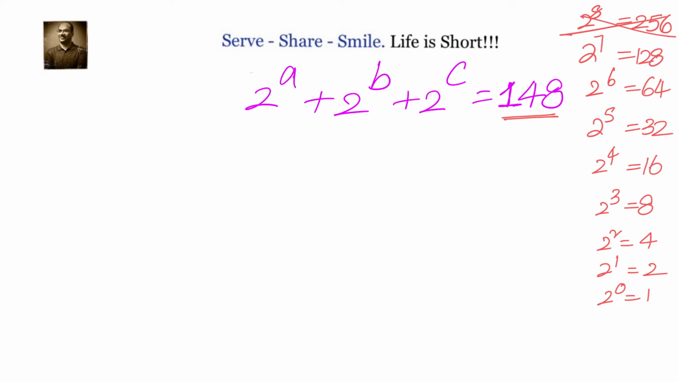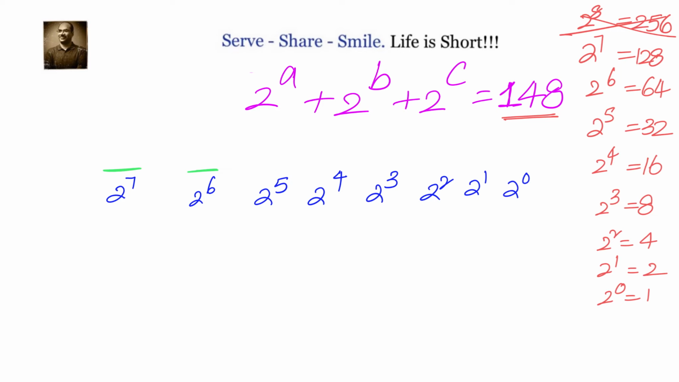So let's write down 2 power 7, 2 power 6, 2 power 5, 2 power 4, 2 power 3, 2 square, 2 power 1 and 2 power 0. Now we are writing 148 in base 2. 2 power 7 is 128. We'll just write down the values for our reference: 128, 64, 32, 16, 8, 4, 2 and 1.